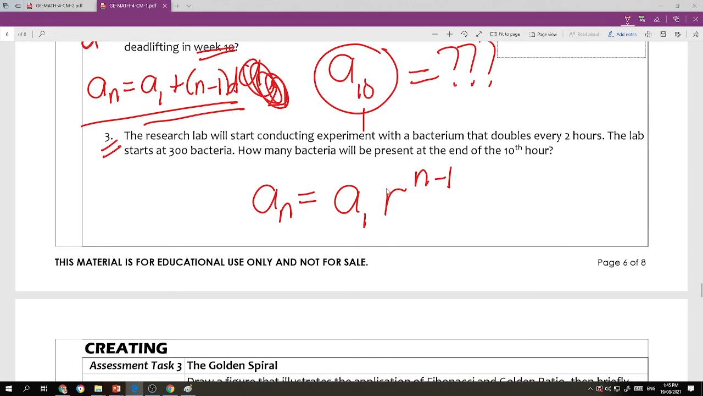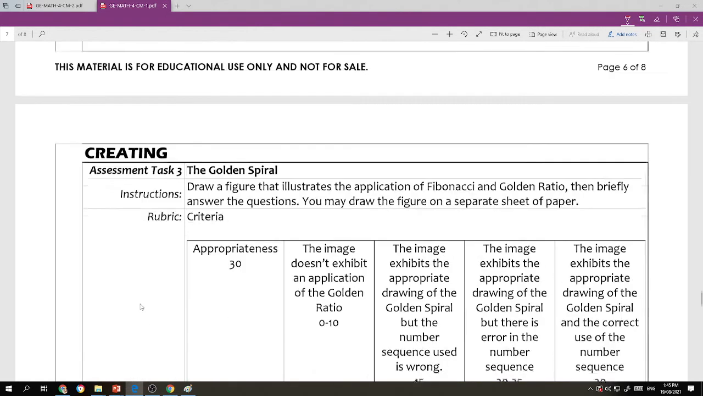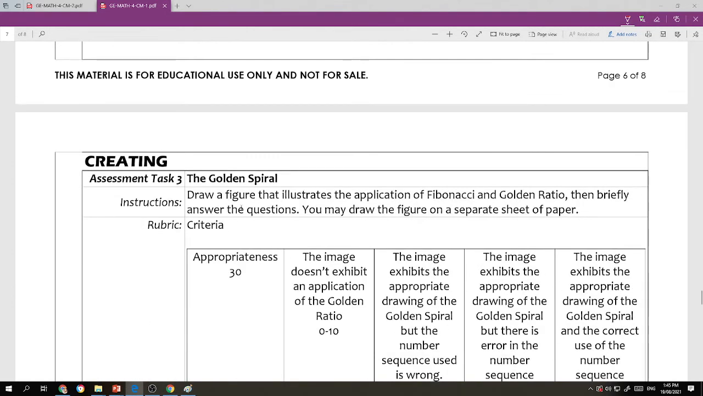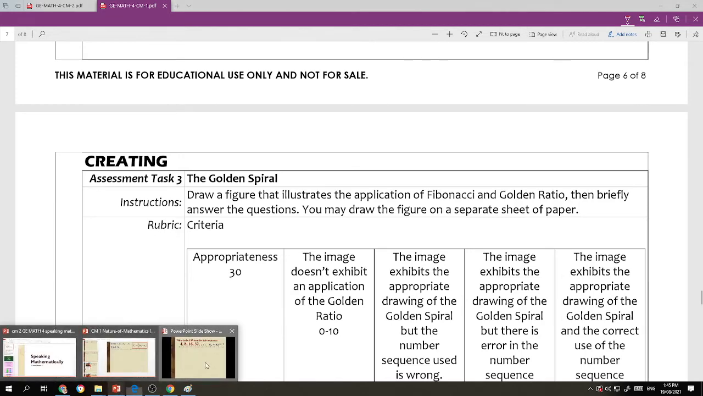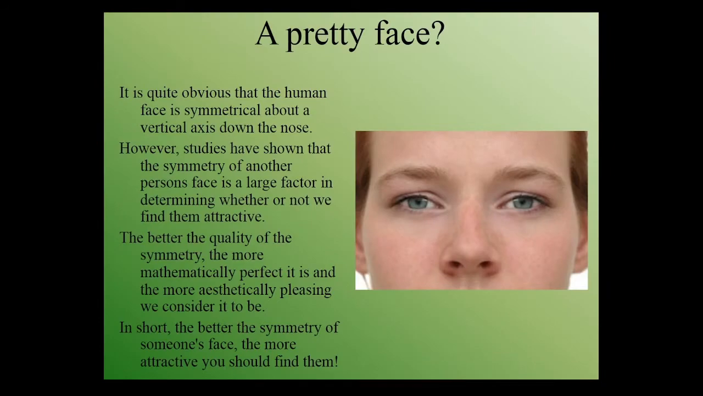Now, to the creating part. In the creating part, I will be presenting this to all of you and you reflect on this. You can get drawings here or search for drawings on the internet, because the task is to draw a figure that illustrates the application of Fibonacci and golden ratio. I'm going to talk about that in our slide. Okay, gonna proceed.